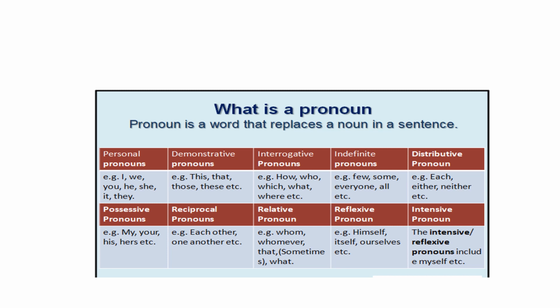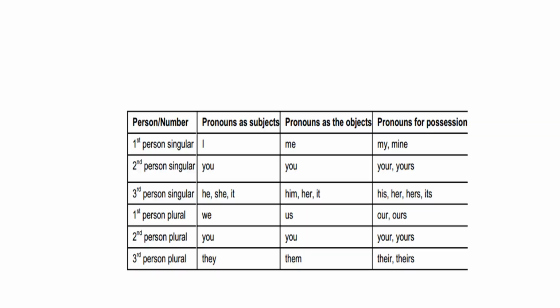Here is a table, or you can say a column, where you can see the different types of pronouns with examples. It will help you in understanding the complexity, so you can identify them in a good way. We have personal pronouns, demonstrative pronouns, interrogative pronouns, indefinite pronouns, distributive pronouns, possessive pronouns, reciprocal pronouns, relative pronouns, reflexive, and at the end the intensive or emphatic pronouns. Their examples are also mentioned.